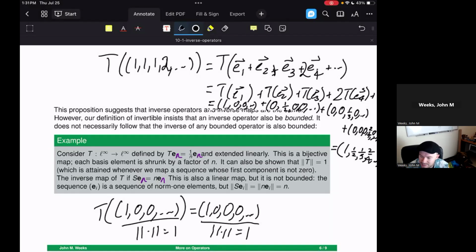So the norm of T has to be at least equal to 1, and indeed the norm of T is actually equal to 1, because for the other sequence elements, whatever the operator T is doing to those basis elements, it is actually shrinking them instead of trying to grow them at all.